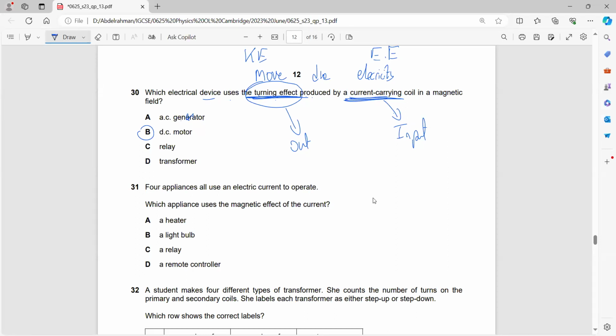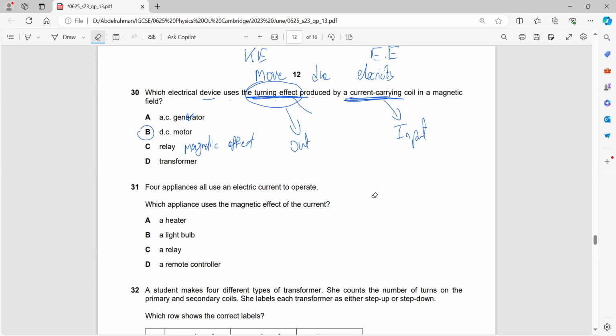The relay uses the magnetic effect, not the turning effect. The transformer also uses the magnetic effect. But again, the DC motor is the electrical device that uses the turning effect produced by a current carrying coil. It uses the current to produce what?